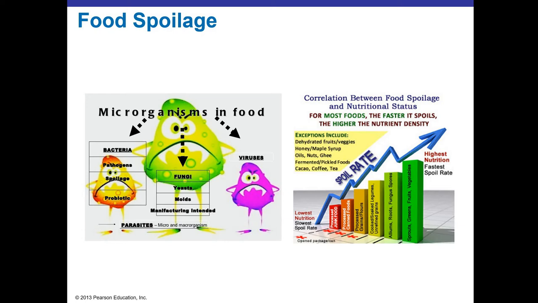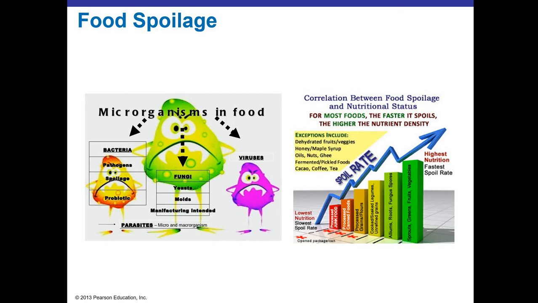So if we look at the other end of the curve, we see things that are the lowest nutritional value are the things that are the slowest to spoil. That's why we see things like processed junk food have a very long shelf life. And so that's why these types of foods are problematic when we have people in poor socioeconomic areas.